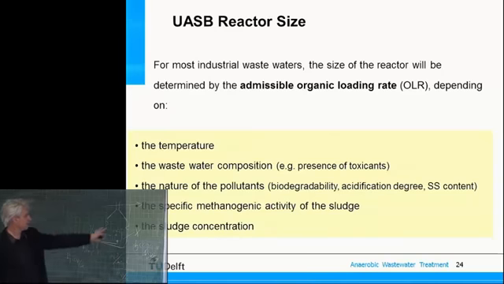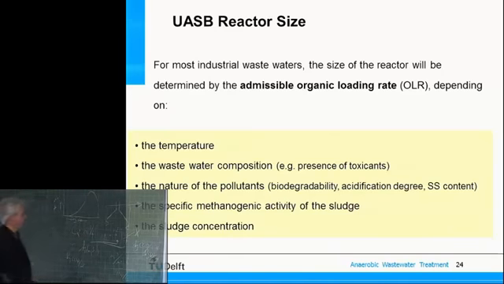Now for most of these types of reactor systems, the UASB reactor system, the size of the reactor is determined by the admissible organic loading rate. And that also depends on the composition of the wastewater. You can imagine you have a certain concentration of sludge with a certain activity, but if the temperature is low, then the activity is also low. All biological processes follow a kind of Arrhenius curve in temperature, where we plot temperature versus the growth rate or the conversion rate.